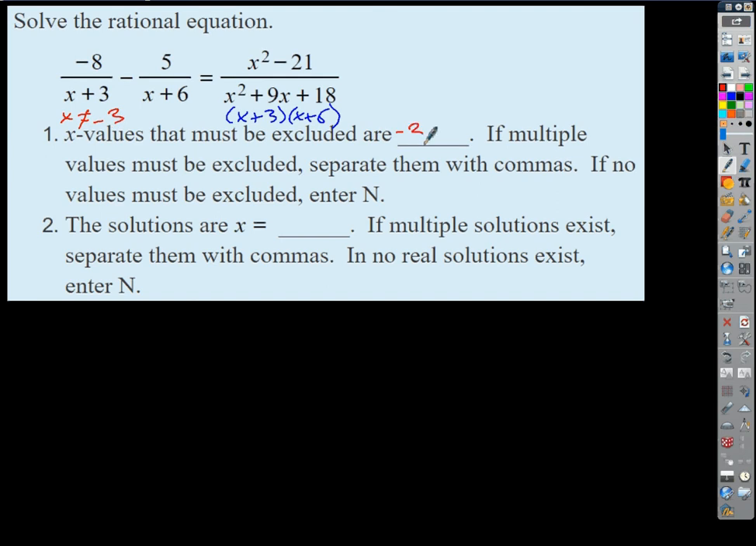So we can add that to our list right now. What's the value, Willie, that's going to make that denominator 0? Negative 6. So x cannot equal negative 6. And then aren't those the same two values that would be the zeros of that denominator also? If I set it equal to 0, wouldn't the bottom equal 0 when either x is negative 3 or negative 6? Everybody agree? So we have two values, multiple values this time, that we have to exclude.